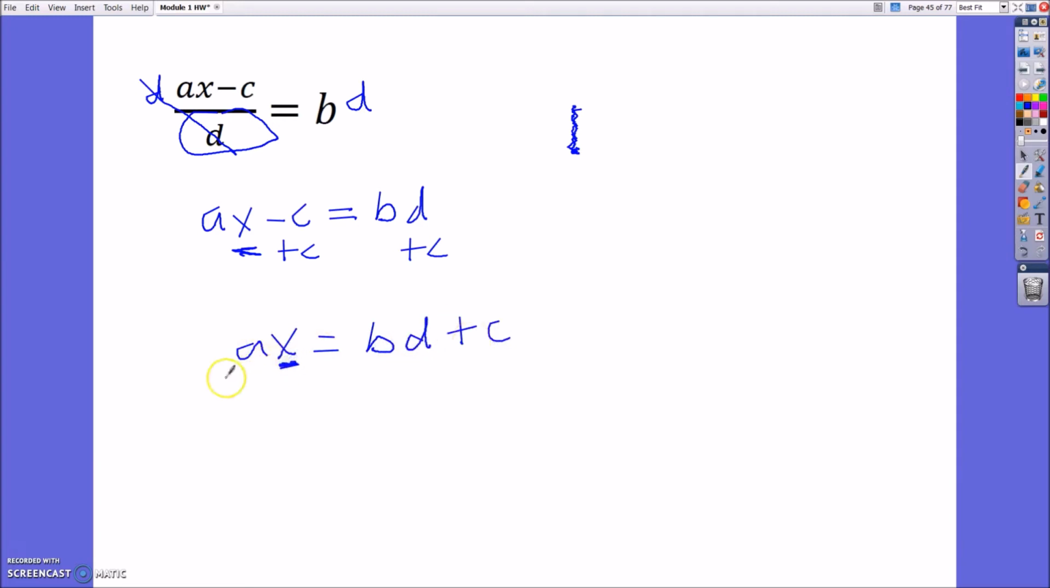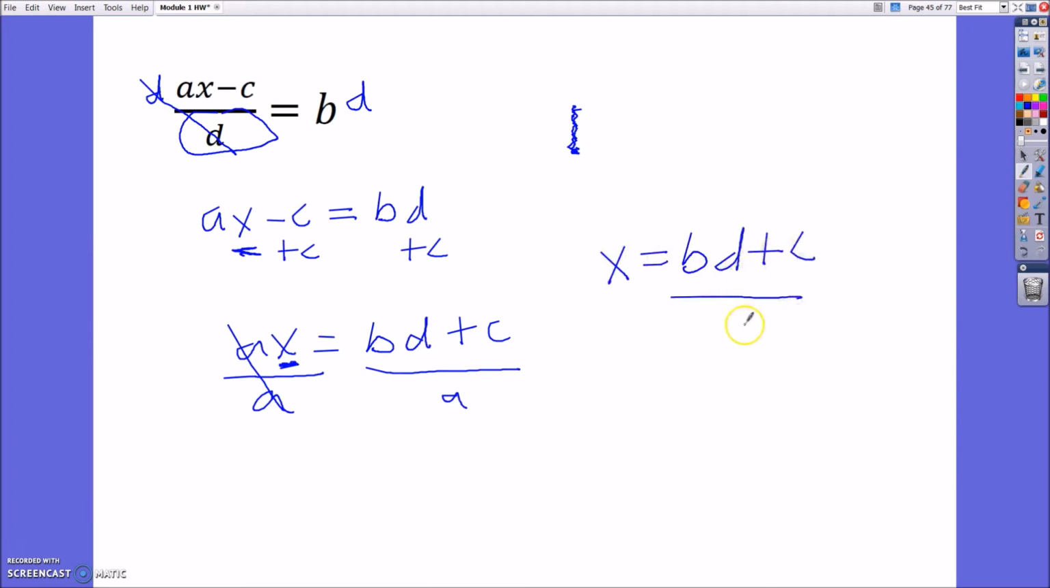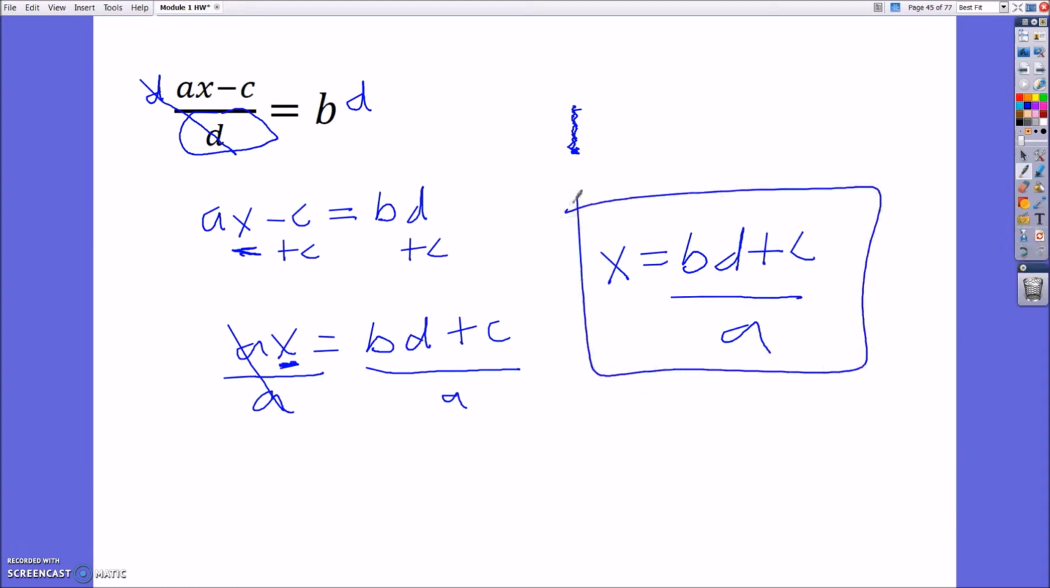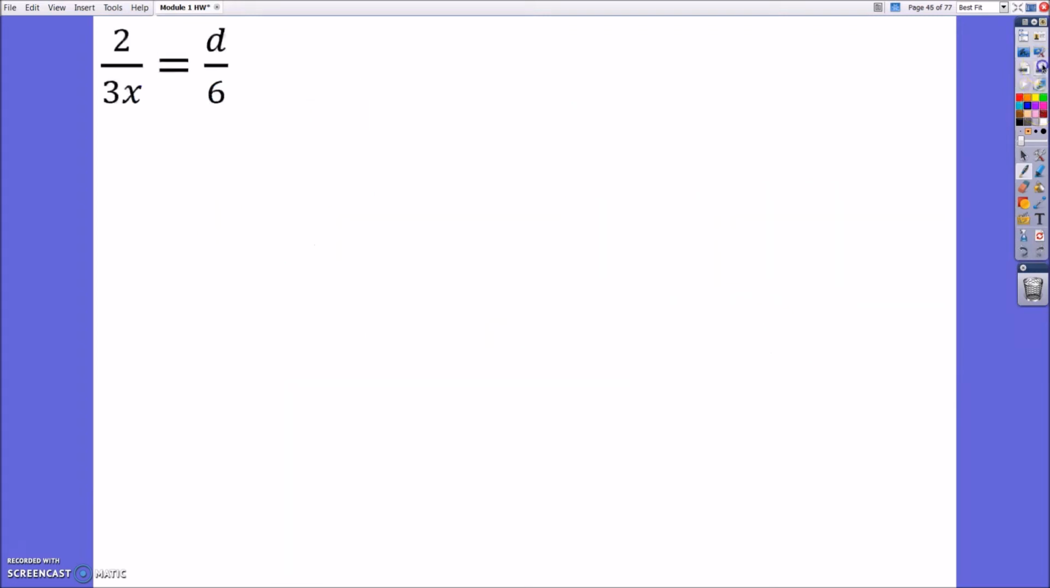And then to get this x by itself, it's a times x. And to get rid of multiplication, we use division. So we're going to divide both sides by a. This will give me x is equal to bd plus c all over a. And that is our final solution. That is how we would solve for x. So it doesn't matter what any of those variables equal, the solving process would be the same.